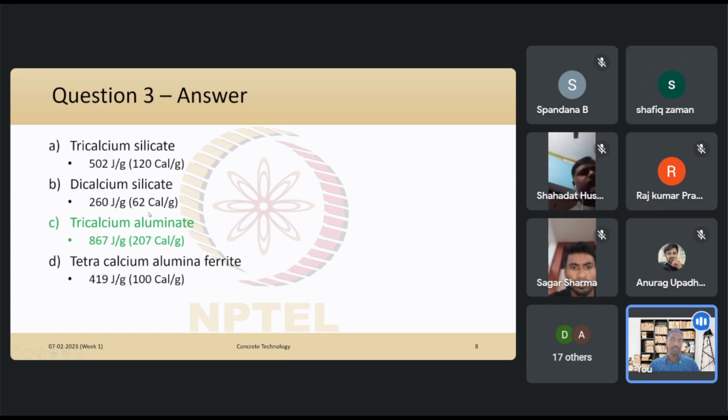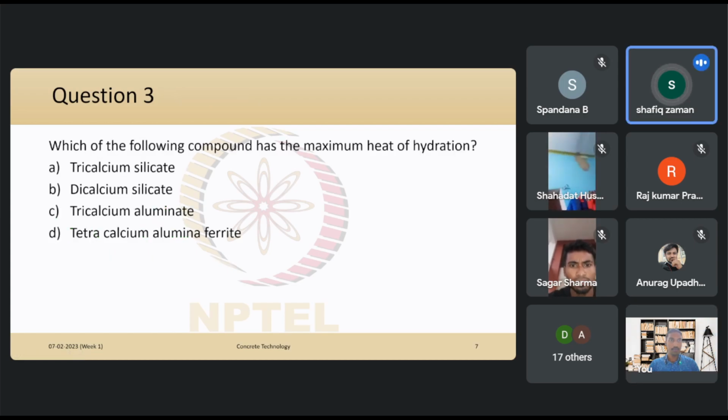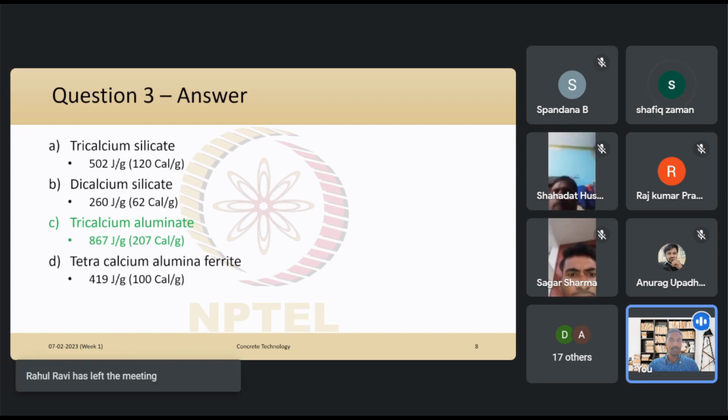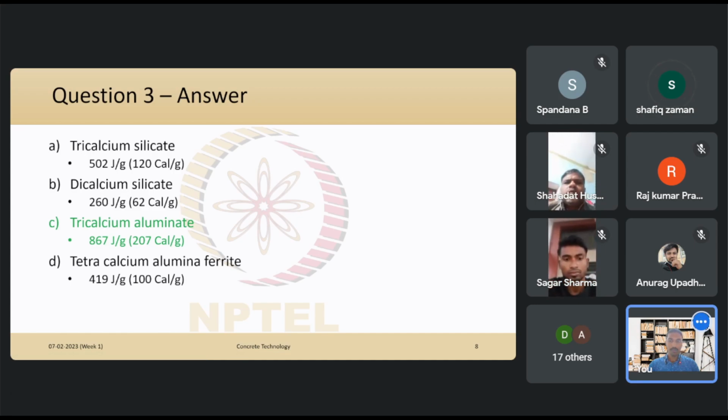The question was about which compound has the maximum heat of hydration. During hydration, as we saw, it is an exothermic process, so heat is released, and tricalcium aluminate has the highest heat of hydration, 867. So that's the right answer. What does this tell us? By having the highest heat of hydration, it is also the most reactive of all the four compounds listed here. So it is what will quickly react once we add water to cement. So C is the right answer.